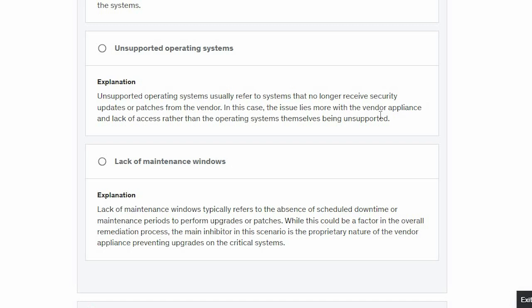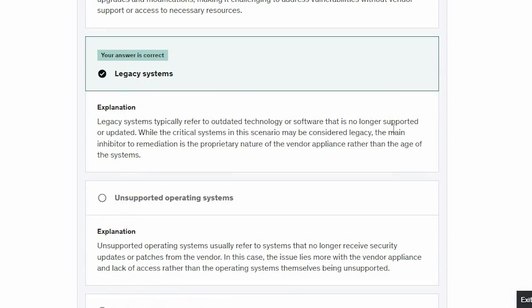D. Lack of maintenance window. Lack of maintenance windows typically refers to the absence of scheduled downtime or maintenance period to perform upgrades and patches. While this could be a factor in the overall remediation process, the main inhibitor in this scenario is the proprietary nature of the vendor appliance, preventing upgrades on the critical system. Lack of maintenance window also is not the correct answer for this scenario. The only correct answer is legacy system.